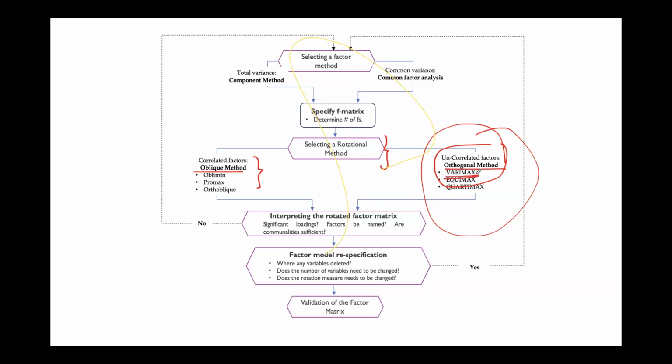Varimax. Right? If there is a need for rotation, then after you get that, you get interpreting the rotated factor matrix, and then you re-specify it. Finally, you validate the factor, which is again a human work, right? There are reiterations. If there is a yes, then it goes back to the factor method. If it's no, it's again.